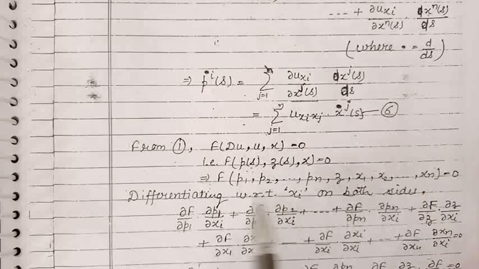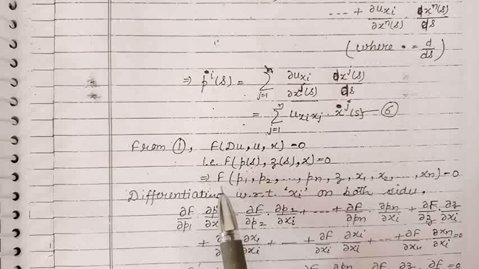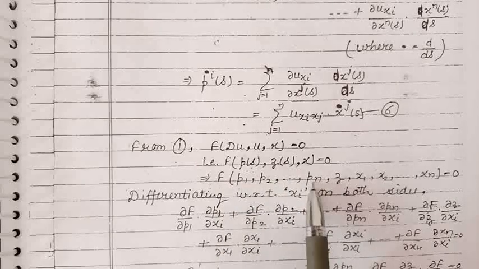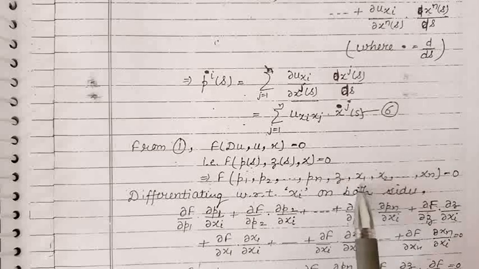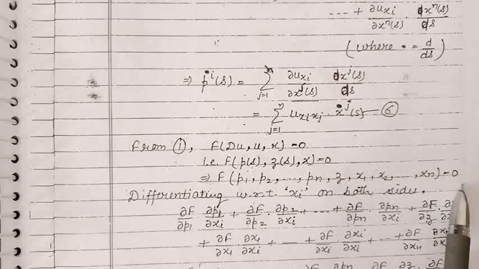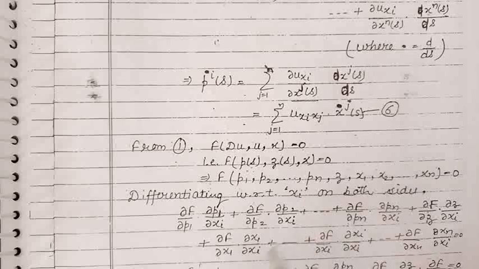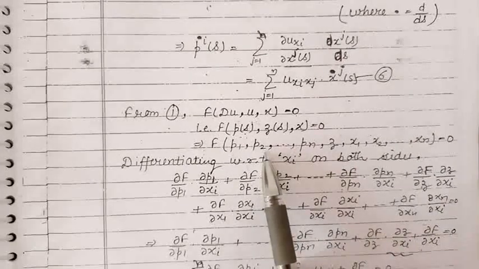So we have obtained the equation f of p1, p2, p3 up to pn, comma z, then x1, x2, x3 up to xn is equal to 0. Let us differentiate with respect to xi on both sides. Now on the left side, we can use chain rule of differentiation.